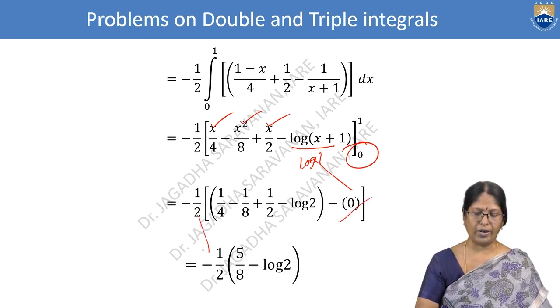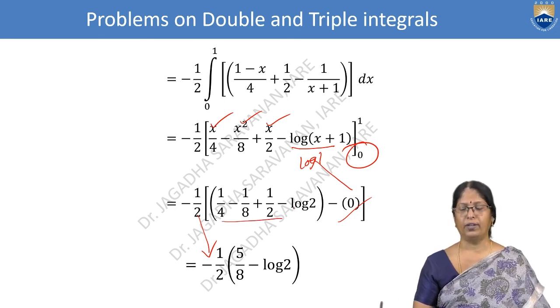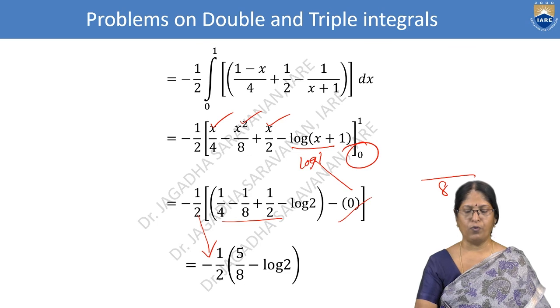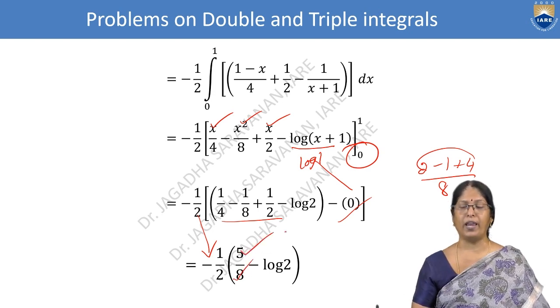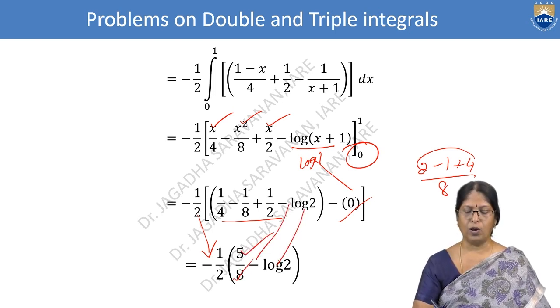So now this minus 1 by 2 and taking LCM of this, that is 8, here 4 is there. So 2 minus 1 plus 4. So the 6 minus 1. So the total is 5 by 8 minus log 2.